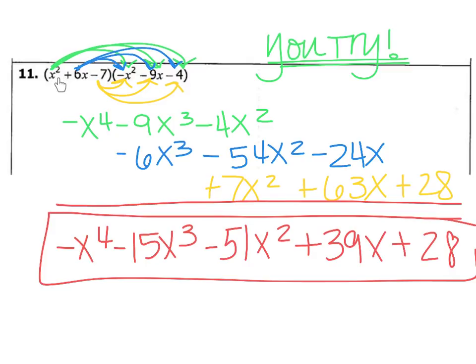Okay, you want to distribute x squared, multiply every term in the second. Then 6x, multiply to every term, and you get this. Then negative 7, multiply to every term, and you should have gotten this right here. I lined up all the like terms so that it's easy to combine like terms in the end. And this is our final answer.